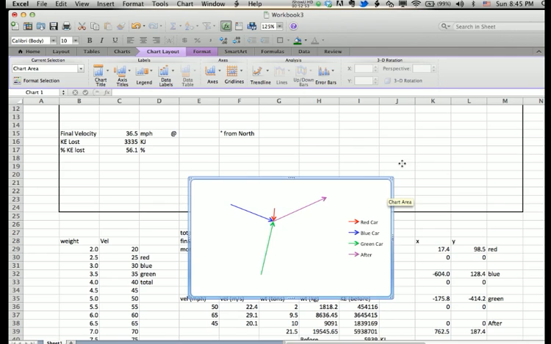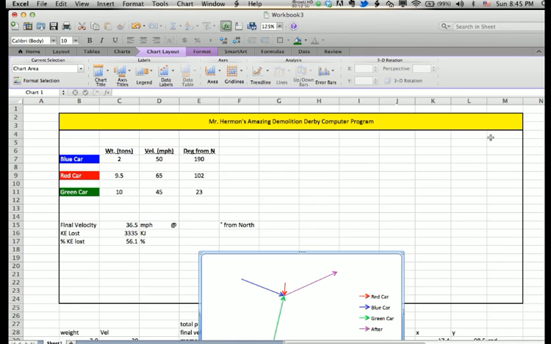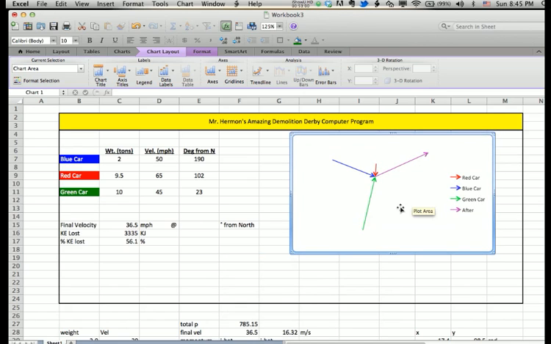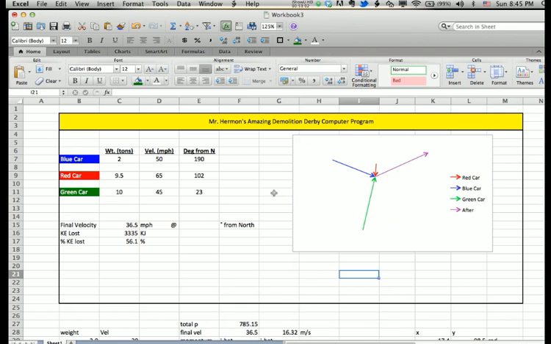Come on. Why can't I move this? There we go. And we'd put this up in here somewhere in our interface. Make cool colors and whatever else. You're going to have to do that. So we can come over here and we should be able to change things like 102. Let's go crazy and make it like 290 for the red car.